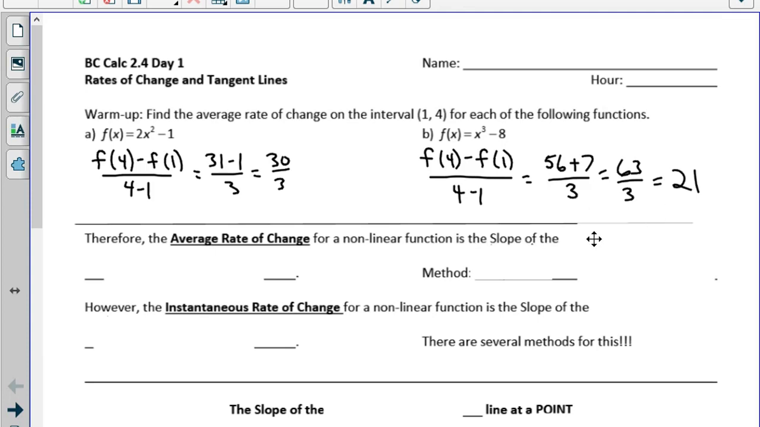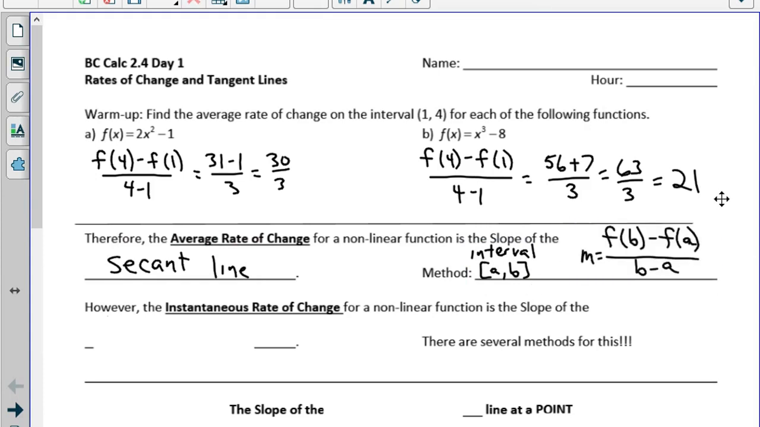Therefore, the average rate of change for a nonlinear function is the slope of the secant line. The method that we use, if we are given an interval from a to b, we find the slope, which is y minus y over x minus x. So we have f of b minus f of a over b minus a. Once again, that's something that we've done ever since algebra 1 when we were finding slopes. We would do y minus y over x minus x.